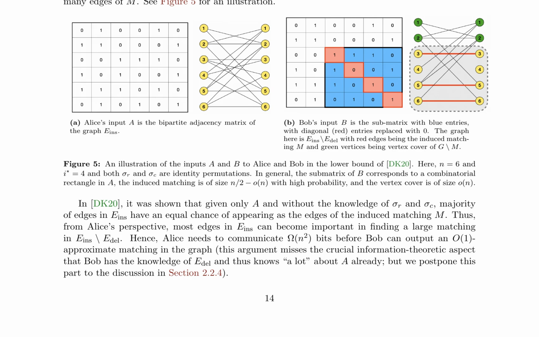Any O(1) approximate matching algorithm on the graph needs to recover many edges of M. In DK20, it was shown that given only A and without the knowledge of sigma rand and sigma c, the majority of edges in A have an equal chance of appearing as the edges of the induced matching M. Thus, from Alice's perspective, most edges in A can become important in finding a large matching in A minus B. Hence, Alice needs to communicate omega n squared bits before Bob can output an O(1) approximate matching in the graph.